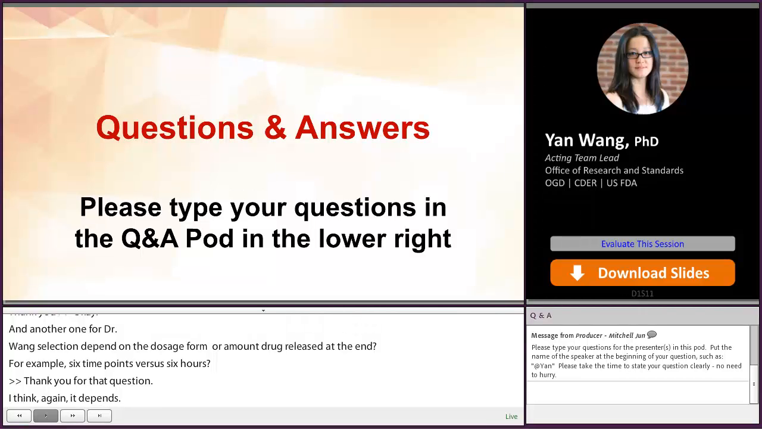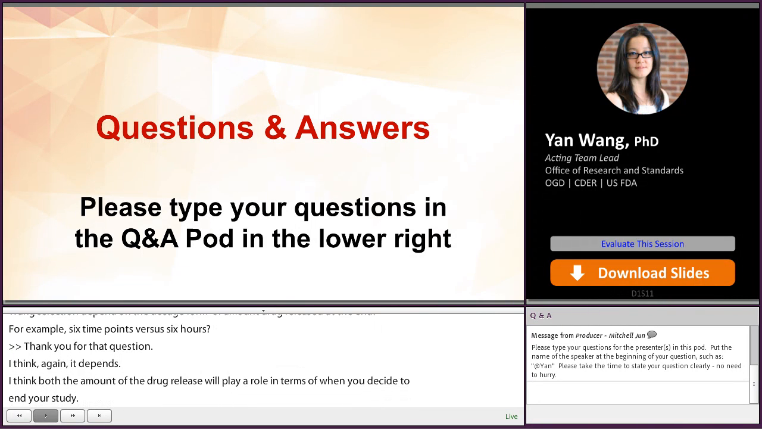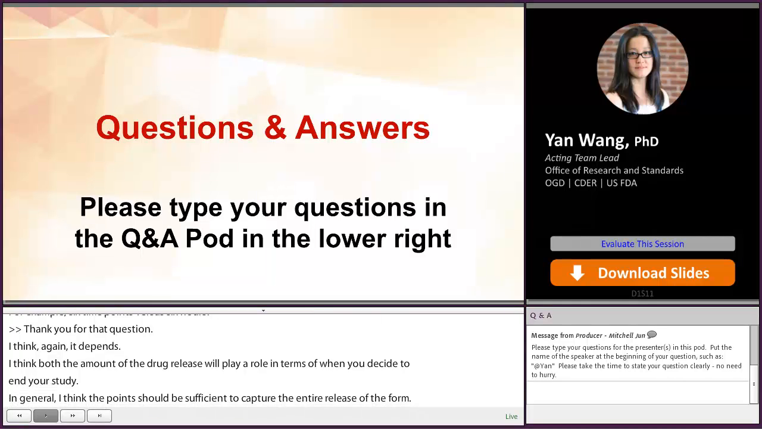In general, I think the time sampling points should be sufficient to capture the entire release kinetics or key phases of your dosage form. That being said, for some products, if that is designed to have a rapid release behavior, for instance, then IVRT within 30 minutes would be considered acceptable. Well, if one is designed to have sustained release, and also if the release is multiphasic, then you need to make sure your sampling time is frequent enough to capture those different phases.